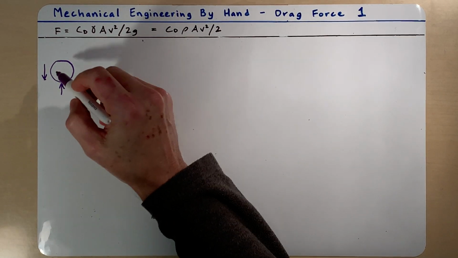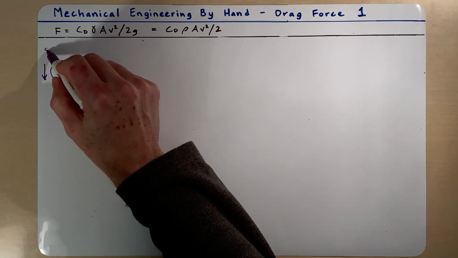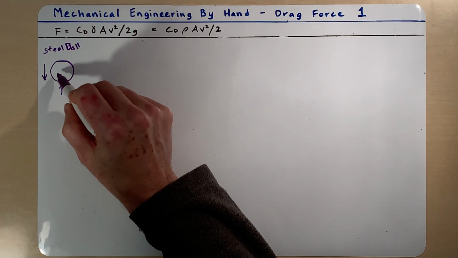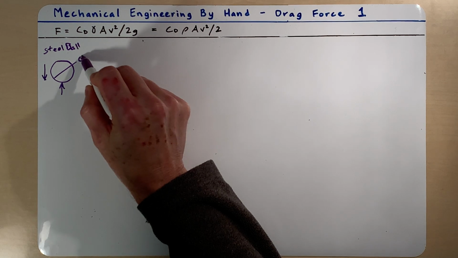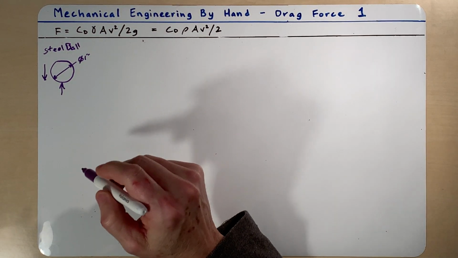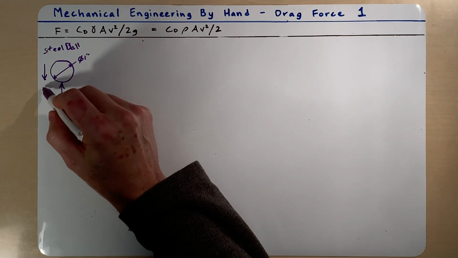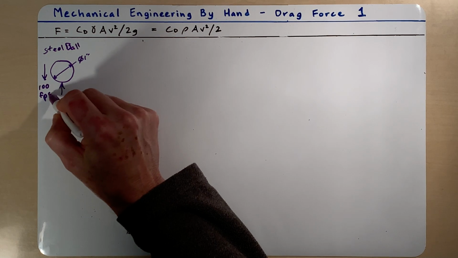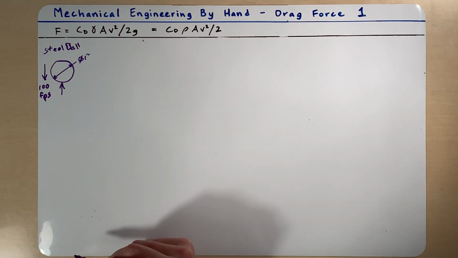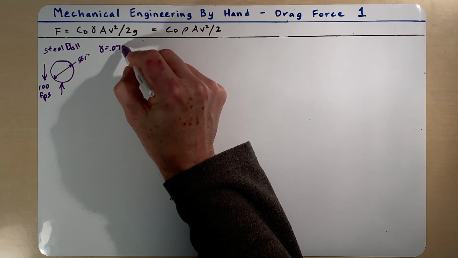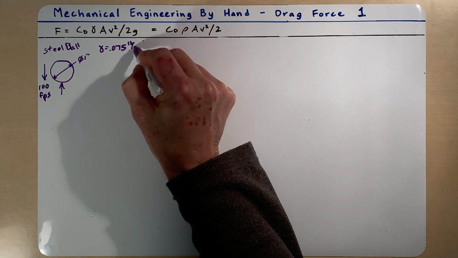So let's look at this example. Let's say we have a steel ball, and it's got a 1-inch diameter. And let's say it's falling at 100 feet per second. So the specific weight of air at standard conditions is 0.075 pounds per foot cubed.